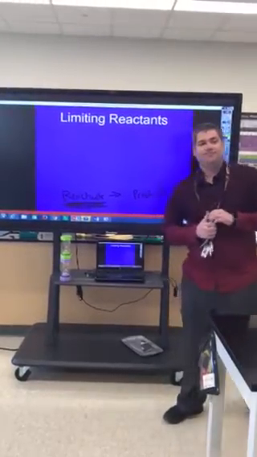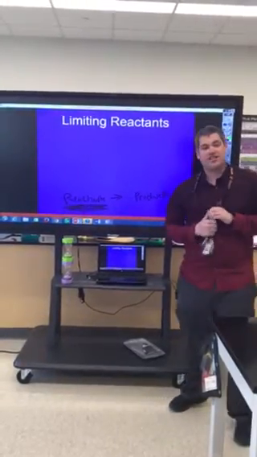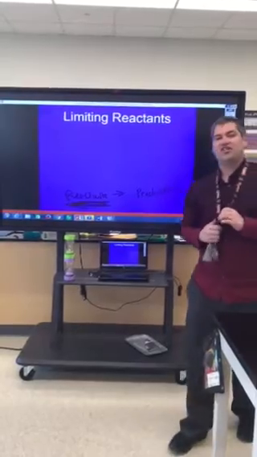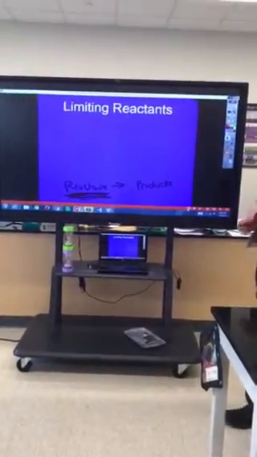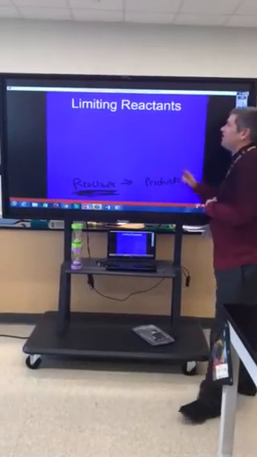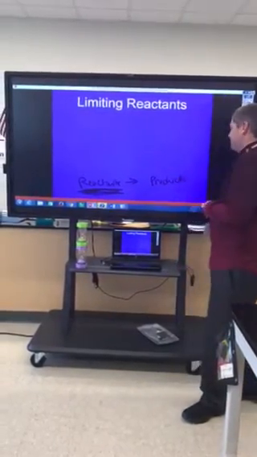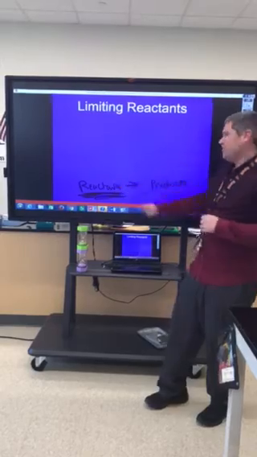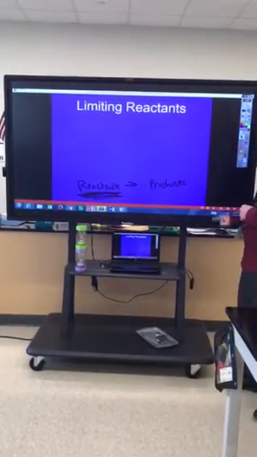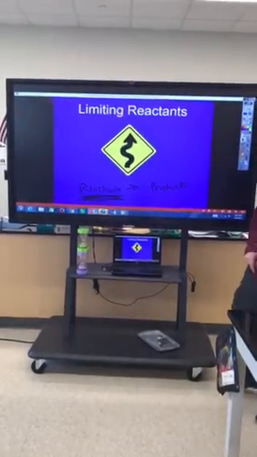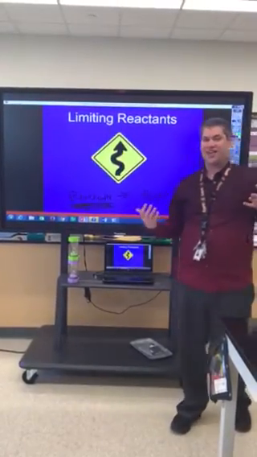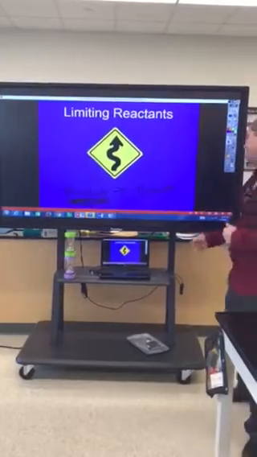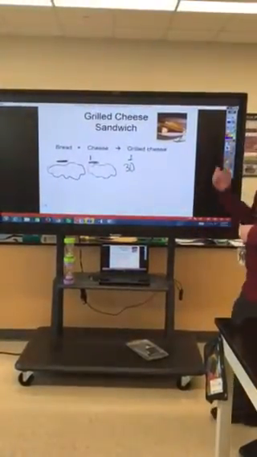Today's lesson is on limiting reagents. This is what we are going to touch next in class, so make sure you pay attention. Limiting reagents deals with reagents and products. And you have limiting reagents because, let's be honest, one of them controls what happens. And that's what we're talking about.